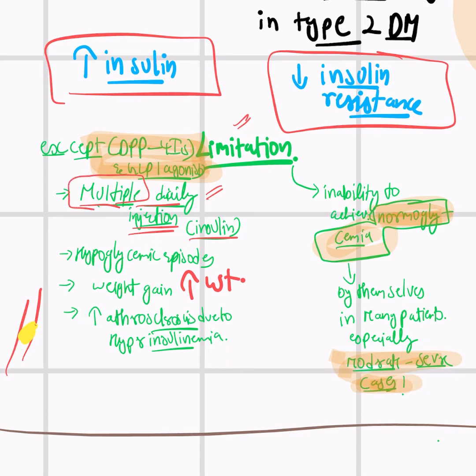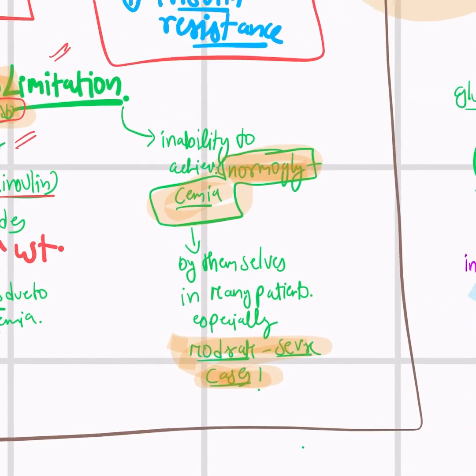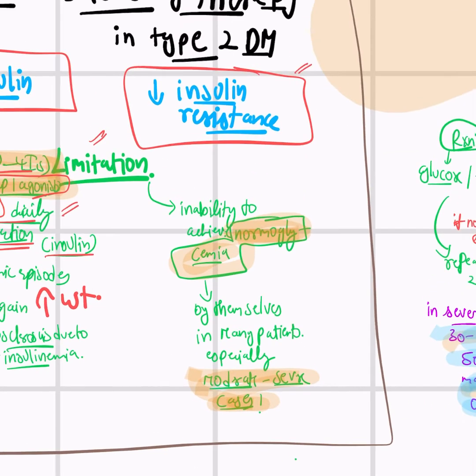Well, these limitations are except for DPP-4 inhibitors and GLP-1 agonists. Then we have weight gain. Of course, the person will gain weight. And then we have atherosclerosis, which is due to hyperinsulinemia. Then, as we talk about controlling diabetes by decreasing the insulin resistance, here the problem is that we will not be able to achieve normoglycemia in a lot of patients, and that would happen mainly in patients with severe or moderate cases of diabetes.